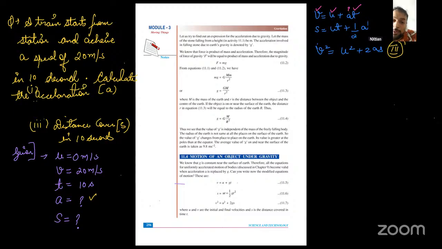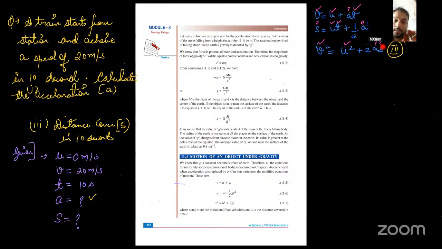In the second equation, we don't know S, we know U, we know T, and we don't know A. So in the second equation, two things are unknown, S and A, so we can't solve it. Even in the third equation, we know V, we know U, but we don't know A and we don't know S. So two values are unknown. Guys, did you understand?